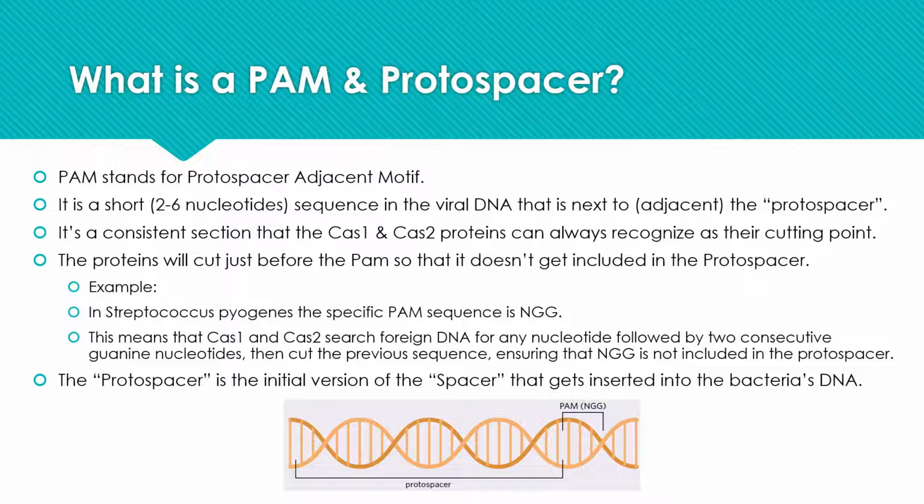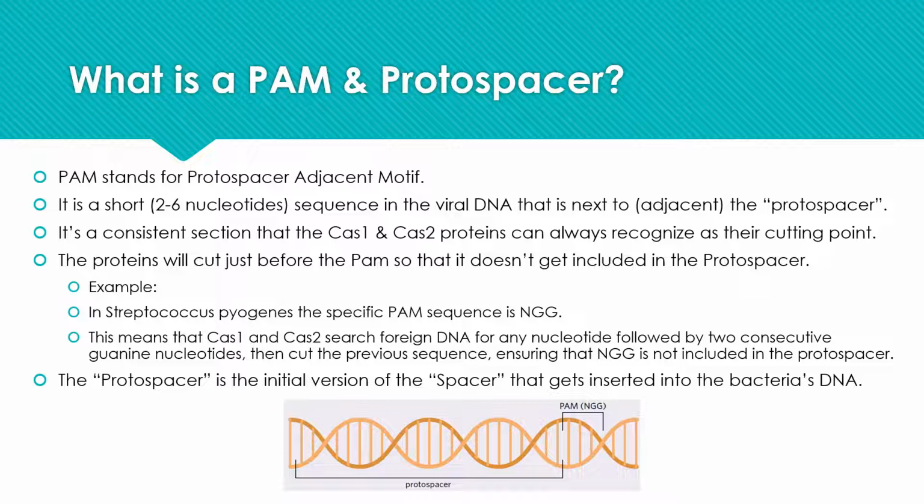Some other words that I mentioned before were PAM and Protospacer. PAM stands for Protospacer Adjacent Motif. So adjacent means next to. So if it's Protospacer adjacent, it's next to the Protospacer. A motif is a short sequence of DNA. So PAM is a short 2 to 6 nucleotide sequence in the viral DNA that's right next to what we call the protospacer. I'll talk about the protospacer in a moment.